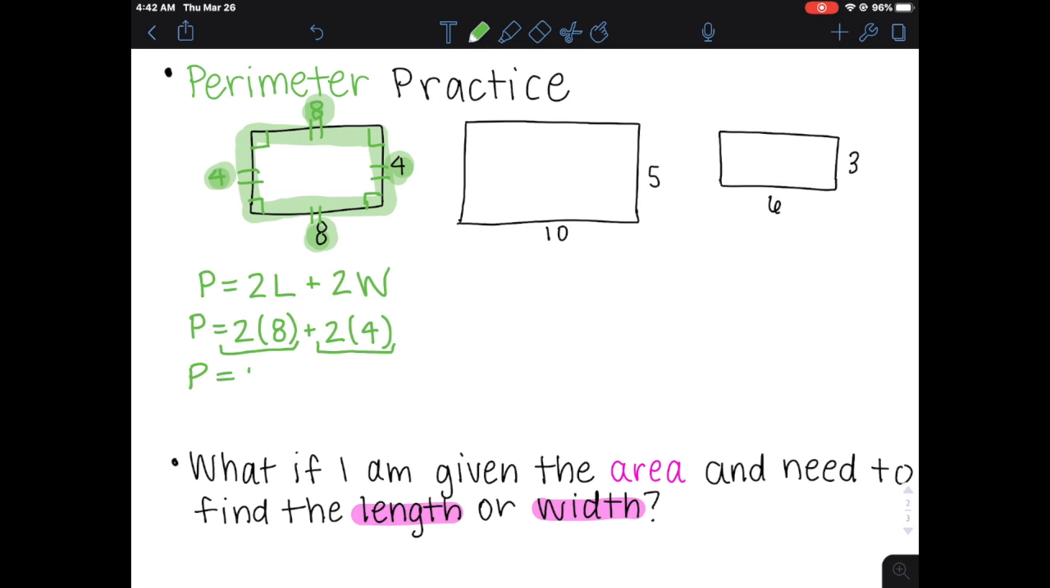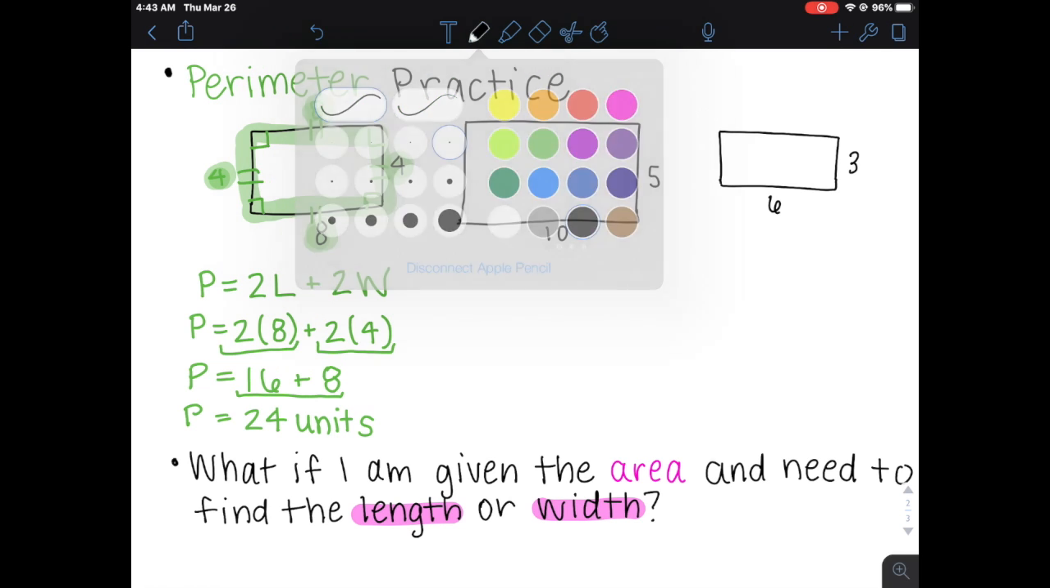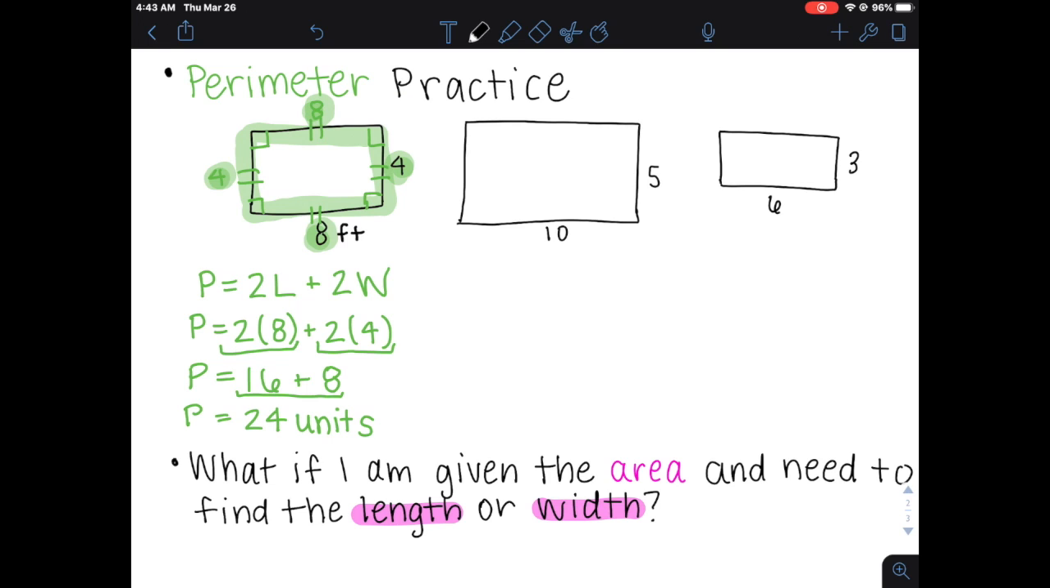So perimeter equals 2 times 8 is 16 plus 2 times 4 is 8. So we add these up, simplify that. Our perimeter equals 16 plus 8 is 24. And this is just units. If our units after these numbers had been feet per se, then instead of our units just being units, it would be feet. Okay, let's move on to number 2.